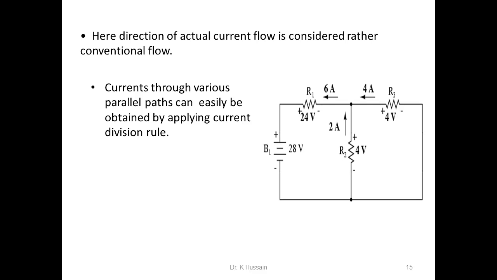So I can find out the total value. If it is a total current, this is the total current, right? This is the total current. So based on the resistance values, we can find how much current is there.